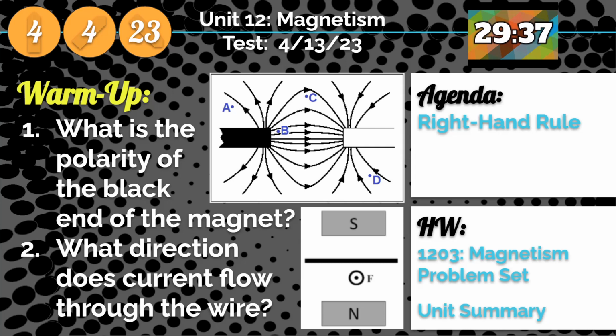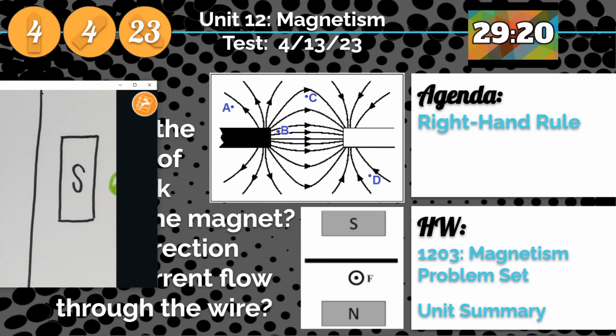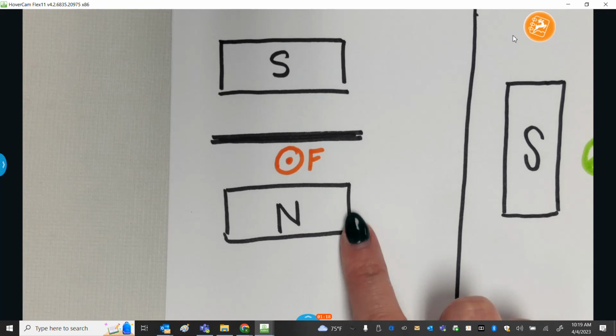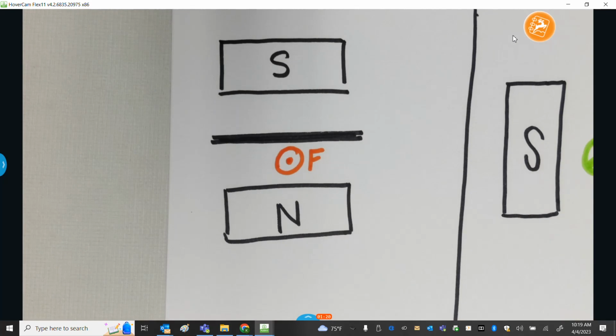Number 2 says, what direction does current flow through the wire? And you see a diagram similar to the ones we were doing yesterday. And so we're going to look at this one, and we're going to need to use the right-hand rule. So I'm going to bring my screen over here so that we can look at this first question. So I redrew it here so we could see it.